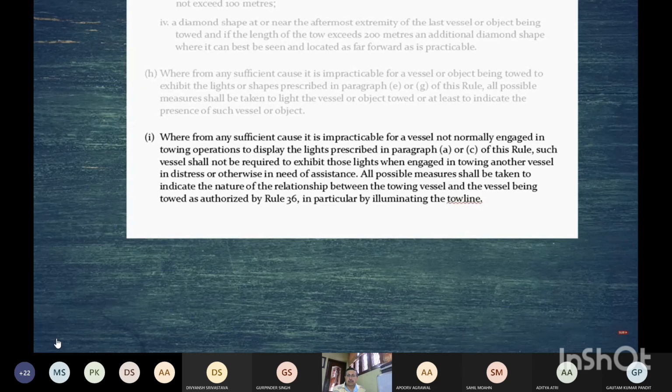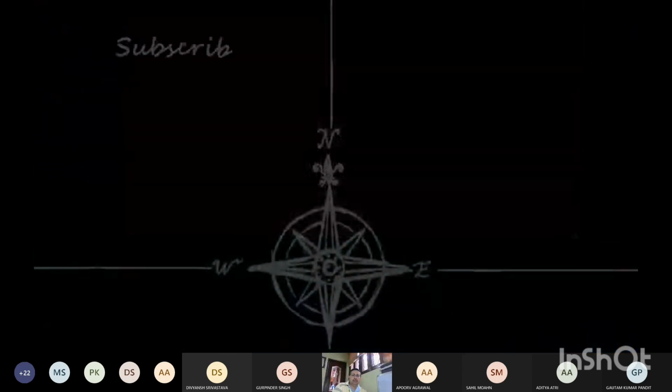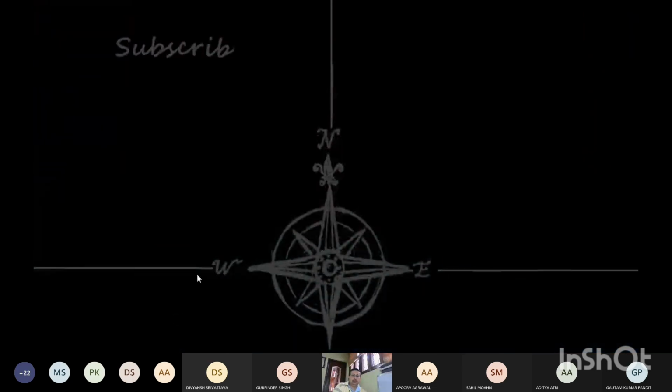However, all possible measures shall be taken to indicate the nature of the relationship between the towing vessel and the tow, as authorised by Rule 36, particularly by illuminating the tow line. And that brings us to the end of Rule 24. Hopefully you found the information today useful.